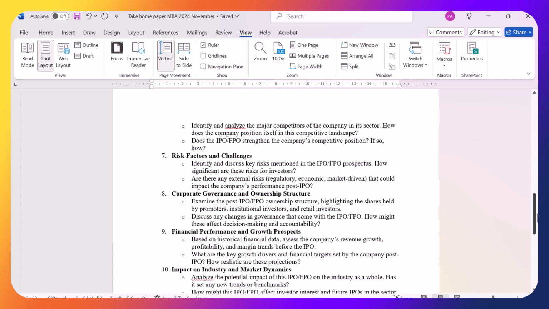So the risk factors and challenges, you will find this information available in the prospectus itself. So I'll just show you a prospectus.